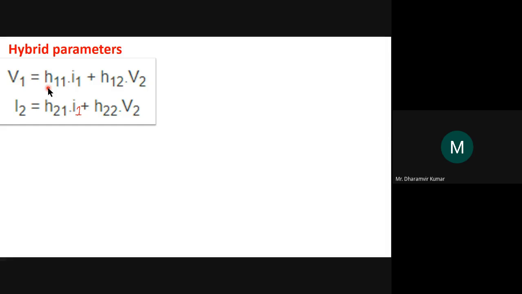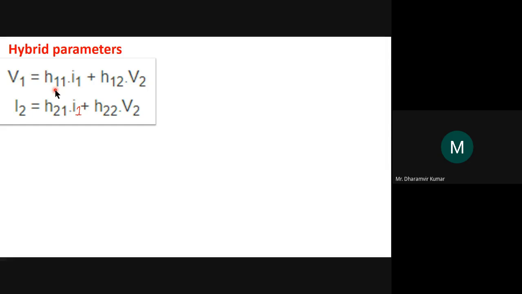So h11 you can find in another way: if you make v2 0, meaning if you short circuit the output side, v2 becomes 0 and this whole term disappears, and you are left with only h11 I1 equal to v1. So h11 can be calculated as v1 by I1, given that v2 is equal to 0. We define h11 as v1 by I1, that is the input impedance, given that the output side is shorted. So from there also it comes out as a unit of impedance.